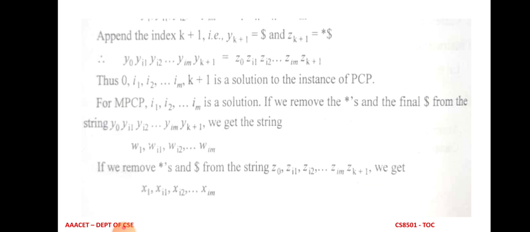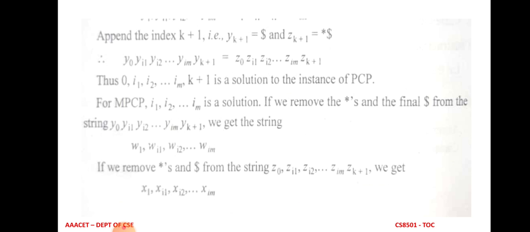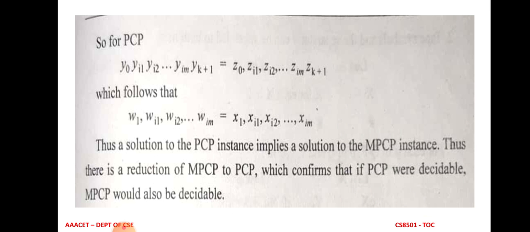So for this the solution of PCP is 0, I1, I2 up to Im, k plus 1. This is the solution of PCP. But for MPCP the solution is I1, I2 up to Im. So if we remove the star value, closure value and the final dollar value from the above statement, we get the string W1, Wi1, Wi2 up to Wim. And also if we remove the dollar and star symbols in the above statements, we get the result X1, Xi1 up to Xim.